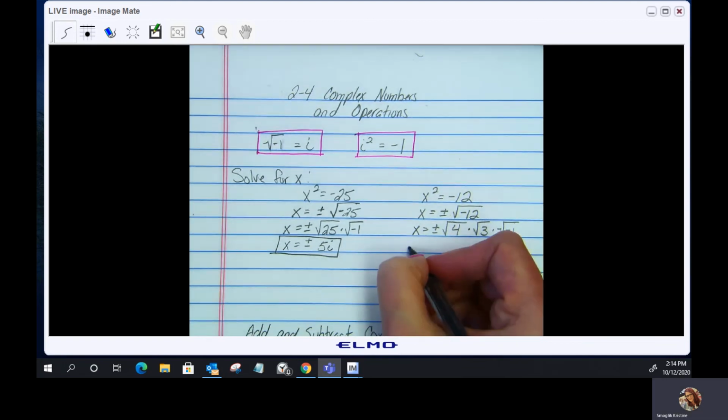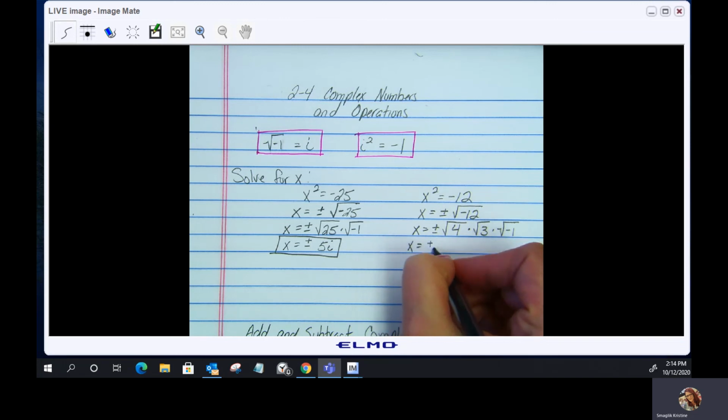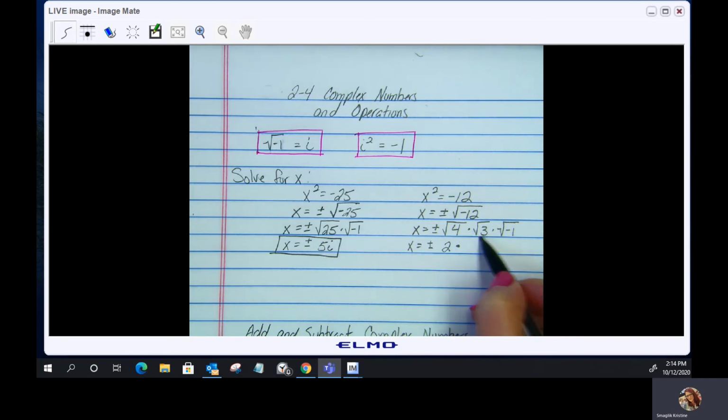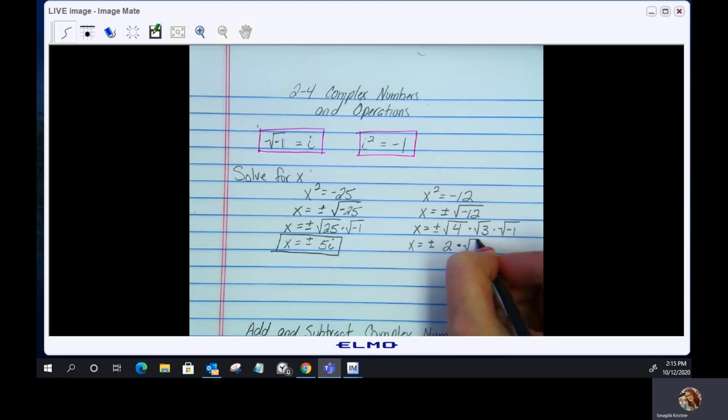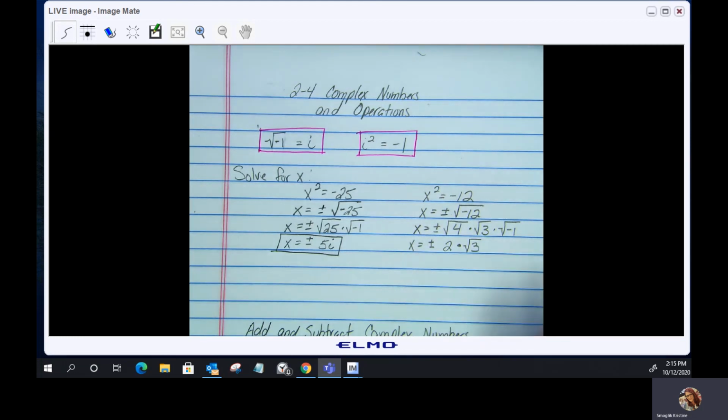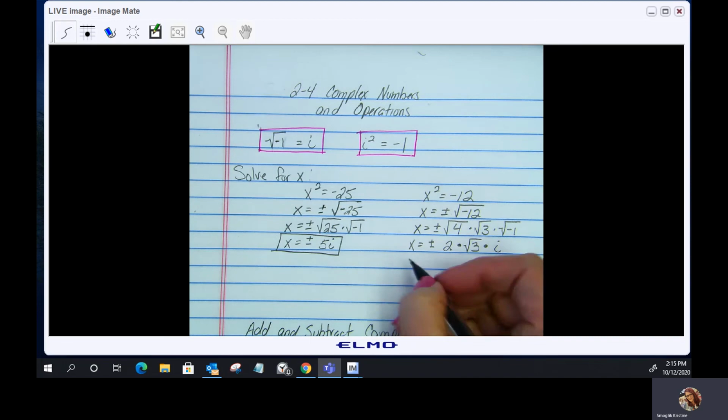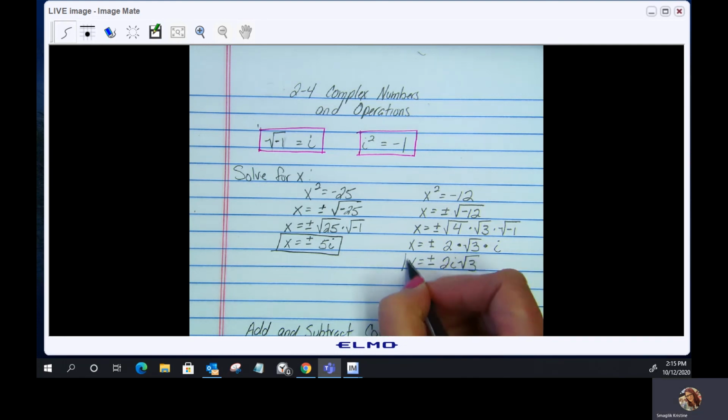So now let's simplify. x equals plus or minus, the square root of 4 is 2, so we have 2 times, I can't reduce the square root of 3 anymore, so I'm going to write that as the square root of 3. And again, I know by definition the square root of -1 is i. And now let's just multiply everything together. We get x equals plus or minus, I'm going to write this as 2i times the square root of 3.